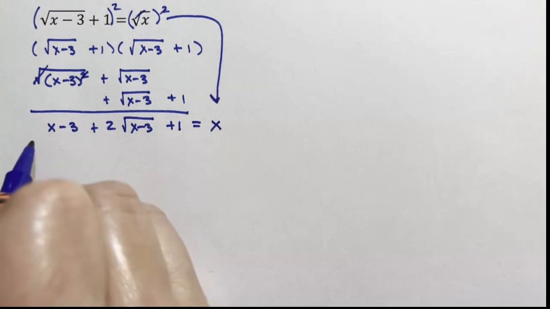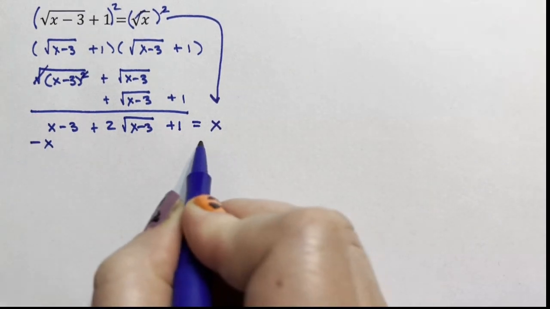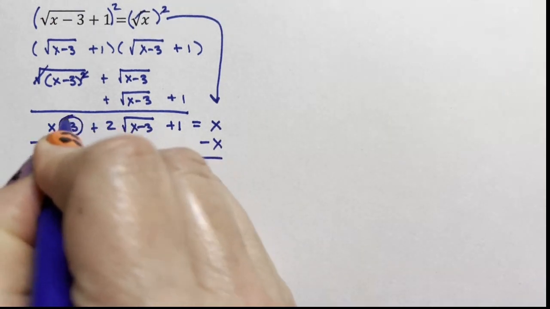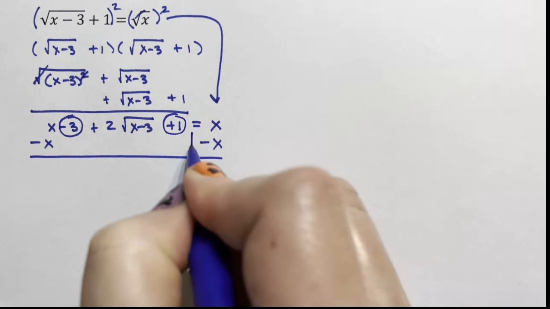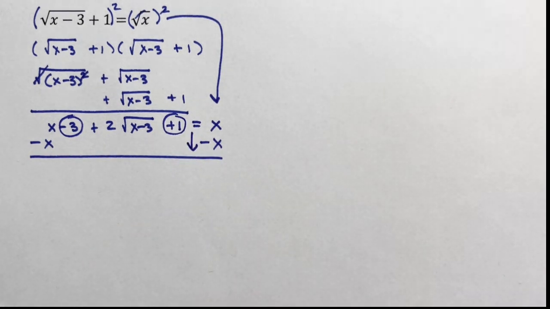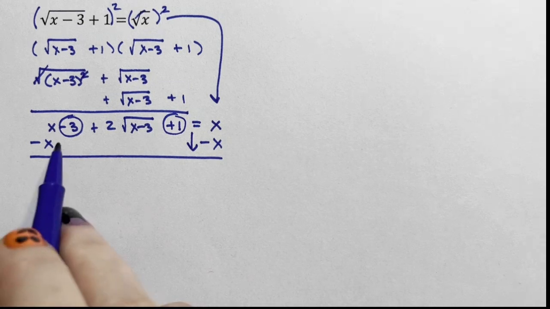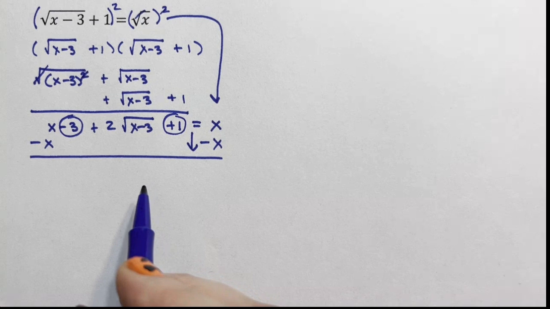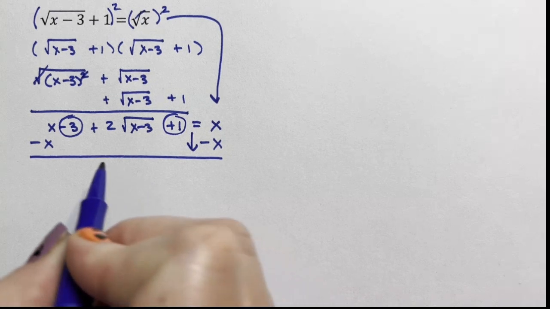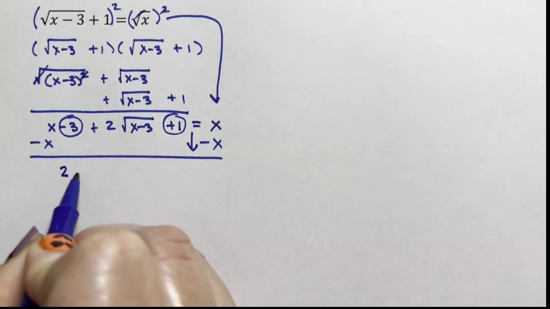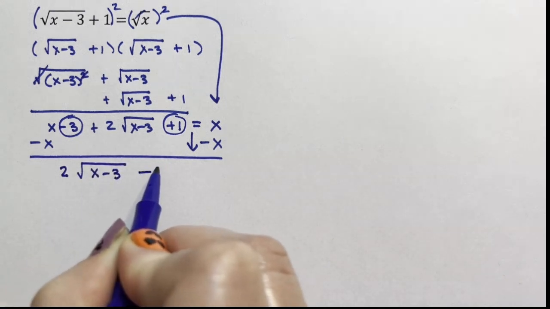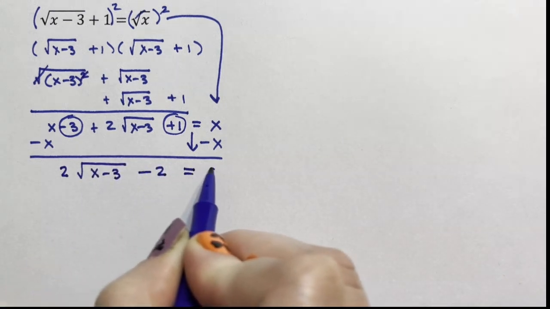Okay, I am going to subtract x from both sides because I can. And I'm going to say minus 3 plus 1. They're on the same side of the equal sign, so I'm not going to add 3 to both sides because they're on the same side. Minus 3 plus 1 is minus 2, if you are curious. So I'm going to end up with 2 times the square root of x minus 3, minus 2 equals 0.